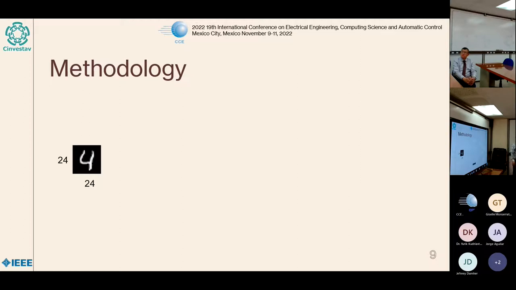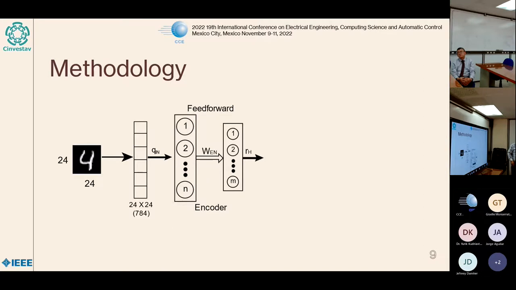For this presentation, we propose to use the famous MNIST database. The MNIST database consists of handwritten digits, and each number has dimension 28 rows by 28 columns. This matrix becomes a vector, and this vector is presented in this new architecture.